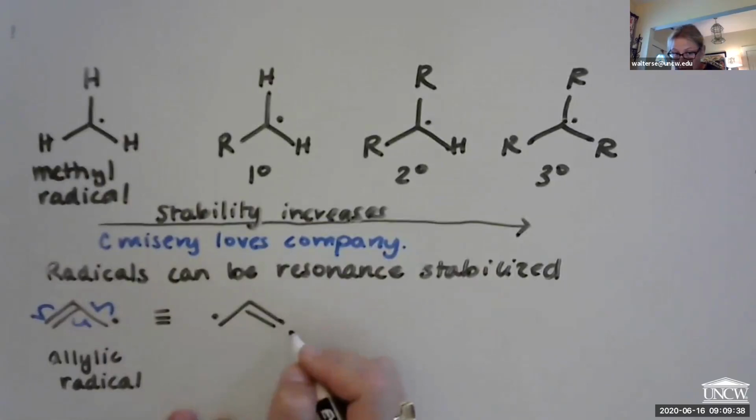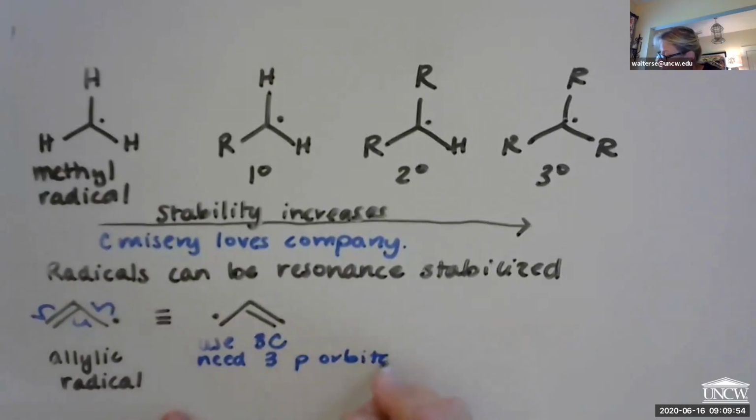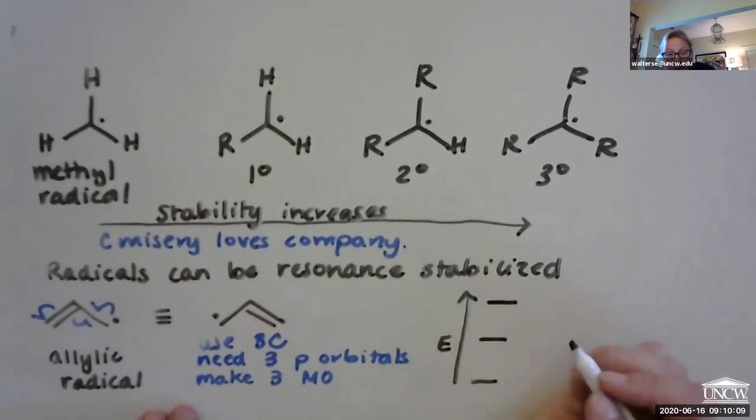Okay, now just like you did in chapter 2 with resonance and MO theory, you can do the same MO theory analysis here. So when you do your resonance structures, you're going to use 3 carbons, which means you're going to need 3 of the p orbitals, and you're going to make 3 molecular orbitals. So on your energy level diagram, you would have bonding, non-bonding, and anti-bonding.